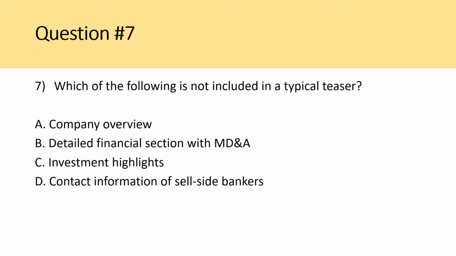Well, with a teaser, you really just want to spark buyer interest to really engage them for them to then sign the confidentiality agreement so that they can then be shown further information, right? Because it's important not to release too much sensitive information early on in the auction process. And at the same time, from a legal perspective, you don't want to put the company in play. You just want to provide this information to the buyer to see, are they interested in what the company has to offer? So B would not be part of a teaser, a detailed financial section.